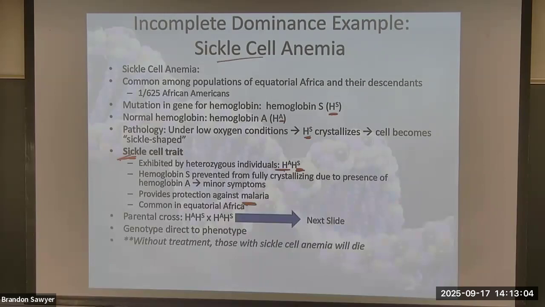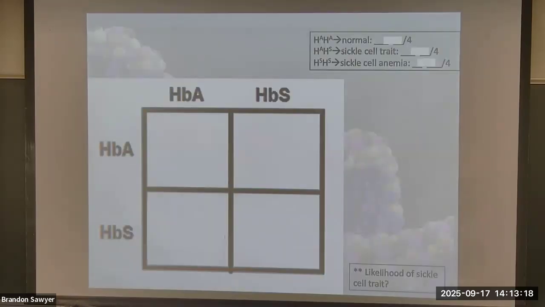So we'll do an example like this. If you have two parents that both have sickle cell trait, that's the genotype. Then we can go ahead and fill out the table on the next slide using those two parents, and again, answer that question there. You've got three different phenotypes now, right? Normal, sickle cell trait, versus sickle cell anemia.